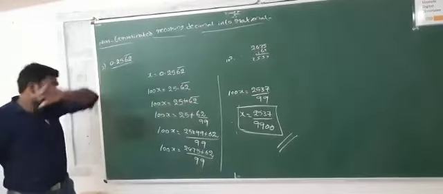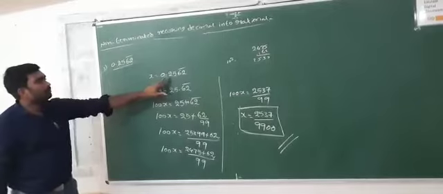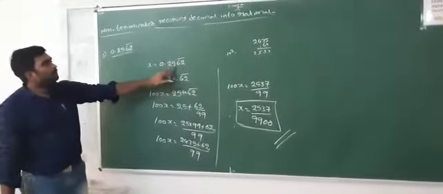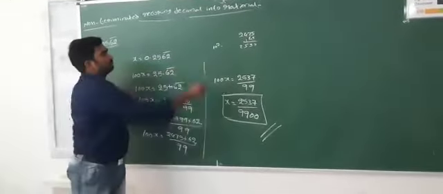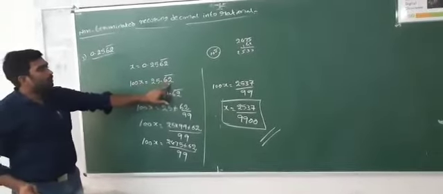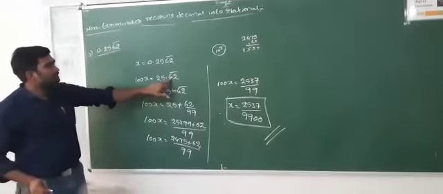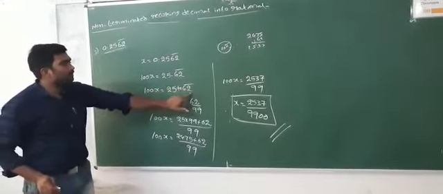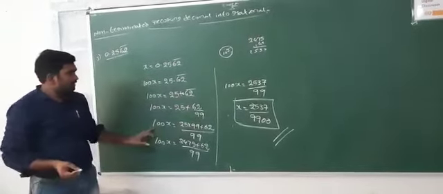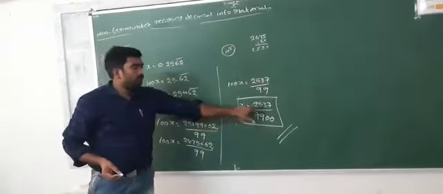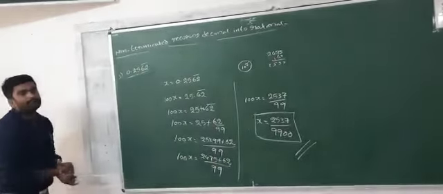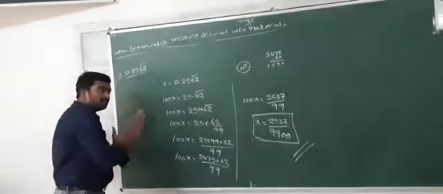This is a very important method. So x is equal to 0.2562 bar. First, see how many digits are not repeating, then multiply by 10 power 2. Then 100x is equal to 25.62 bar. So 25 plus 0.62 bar, and 0.62 bar changes into 62 by 99. Then simplifying, we get x is equal to 2537 by 9900. This is the conversion of non-terminating recurring decimals into rational form.